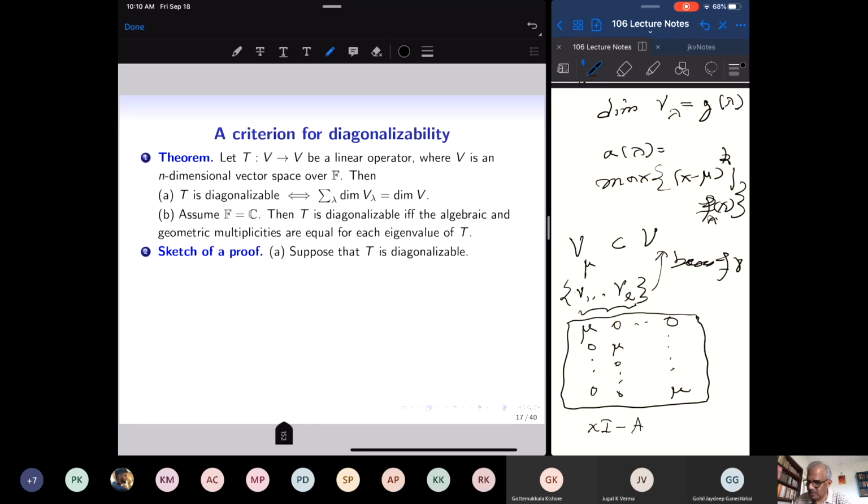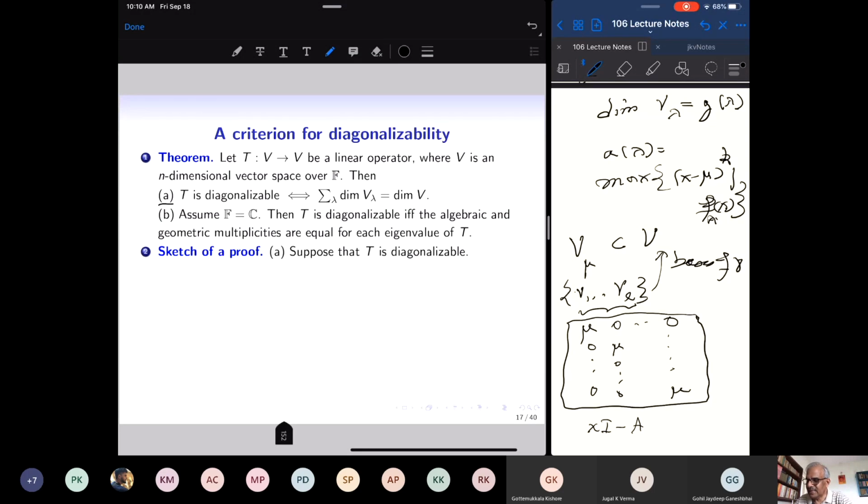Okay, this is a sketch of a proof. I have explained most of the principles which will go into the proof. So look at part A. I want to prove that if T is diagonalizable, then the dimensions of the eigenspaces will add up to the dimension of V. So suppose T is diagonalizable. What is the definition? If it is diagonalizable, there is a basis of eigenvectors.